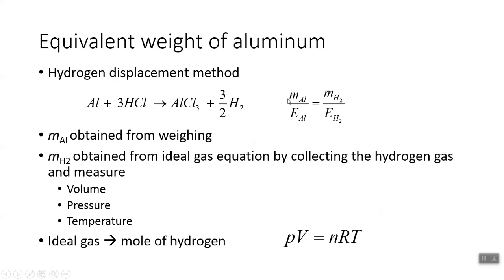To summarize, the mass of aluminum is determined from weighing. The mass of hydrogen is determined from the volume of the gas released and the pressure and temperature. The equivalent weight of hydrogen is already known to be 1. So we can obtain the equivalent weight of aluminum.